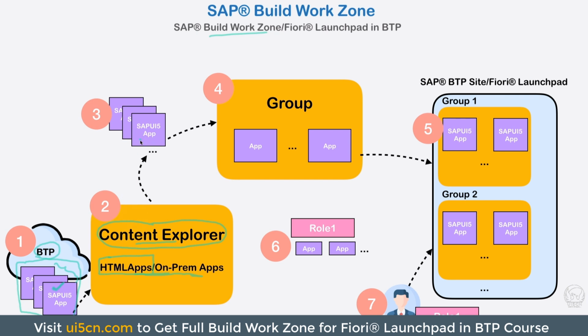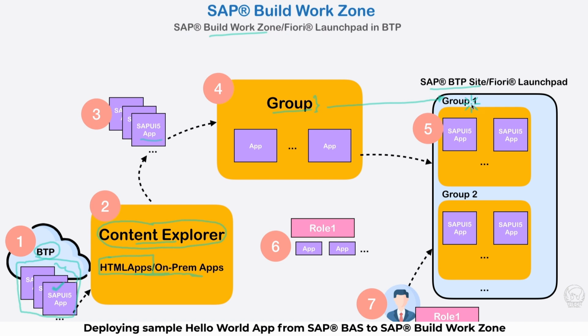Then this SAP BTP application or your Fiori application will be assigned to a group. So a group is what you will see within your SAP BTP site. Groups will appear as different tabs inside your sites, and these groups will contain your applications. So your application should be assigned to a group, and this group will be what you will see in your BTP site. And to see the application as a user, you should also have certain roles of that particular application.